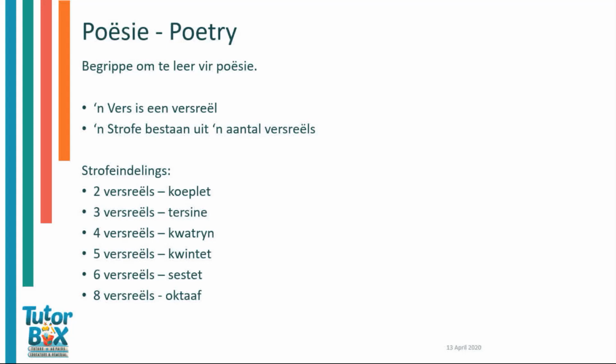Okay, so if one paragraph has only 2 versreëls, you call it a couplet. 3 versreëls, tersine. 4 versreëls, kwatryn. 5 versreëls, quintet. 6 versreëls, sestet. En 8 versreëls is 'n oktaaf.